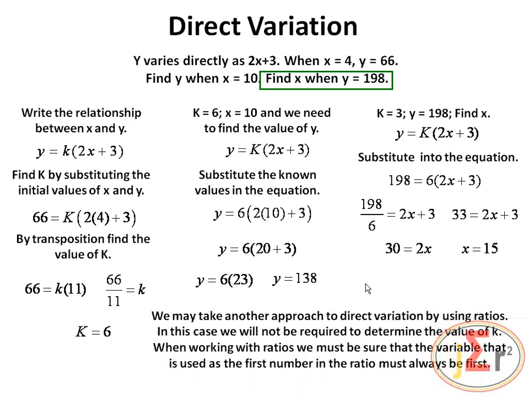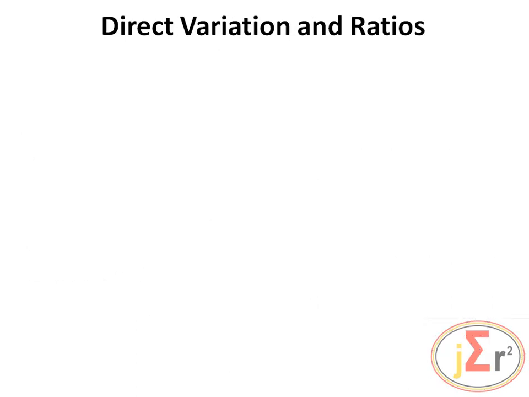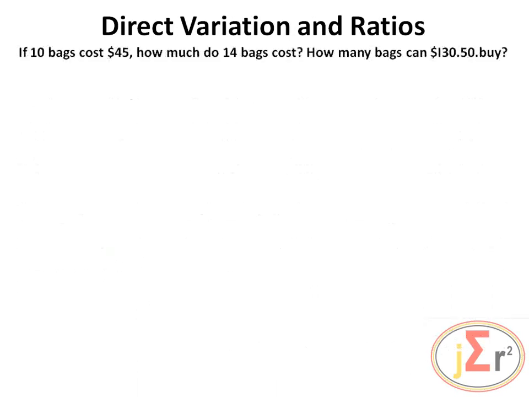We may take another approach to direct variation by using ratios. In this case, we will not be required to determine the value of the constant k. When working with ratios, we must be sure that the variable that is used as the first number in the ratio must always be the first. So that is our first problem.